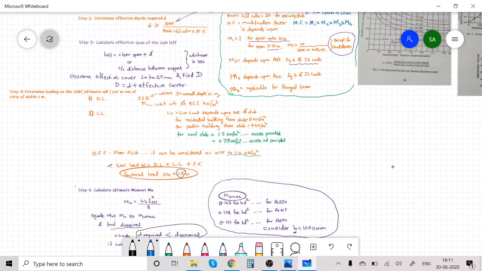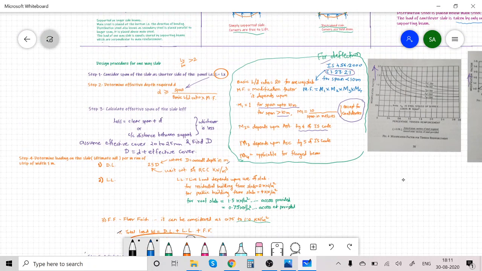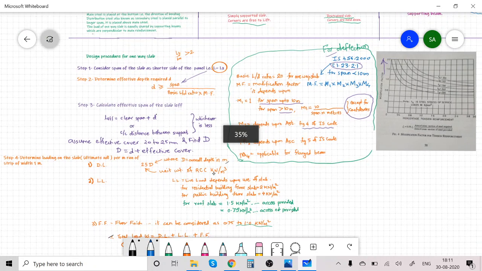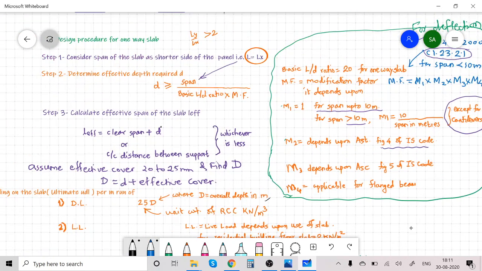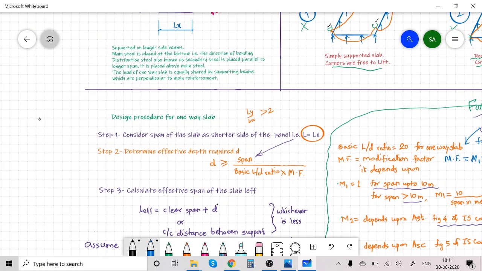Let us consider first the design process of one-way slab. To start with, we will check the aspect ratio. We will design the one-way slab when the aspect ratio Ly by Lx is greater than 2. Then in the first step, consider span of the slab as the shorter side of the panel, that is L is equal to Lx.